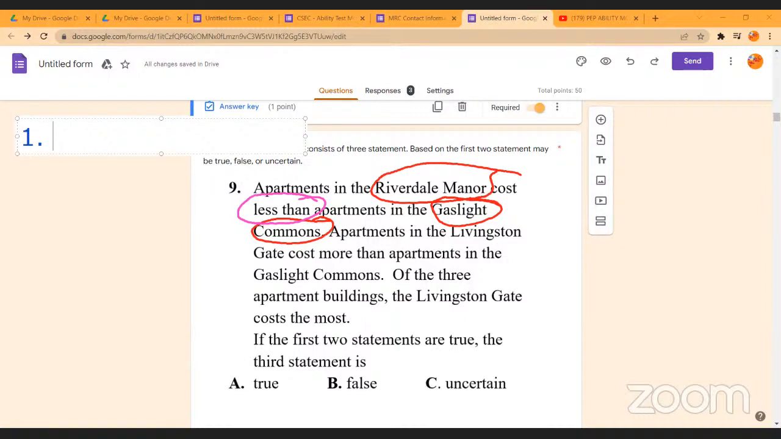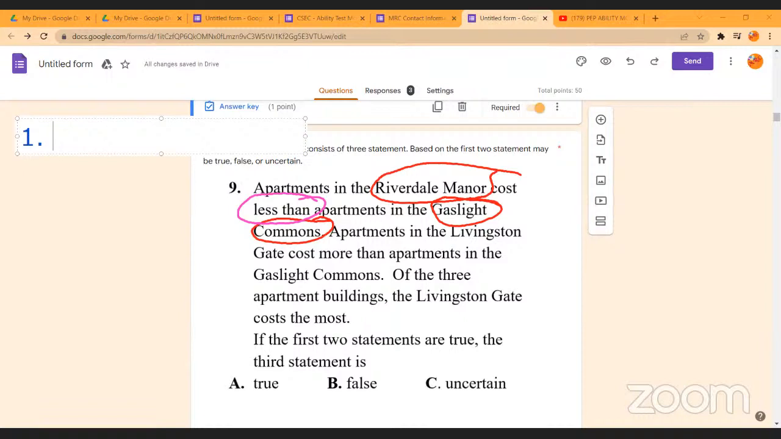They said the apartments in Riverdale is less than, man. Less than. I'm gonna rent an apartment over Riverdale, man, because it's less than the apartment up at Gaslight. I don't know why them charge so much money up at Gaslight. Like them think I'm rich.